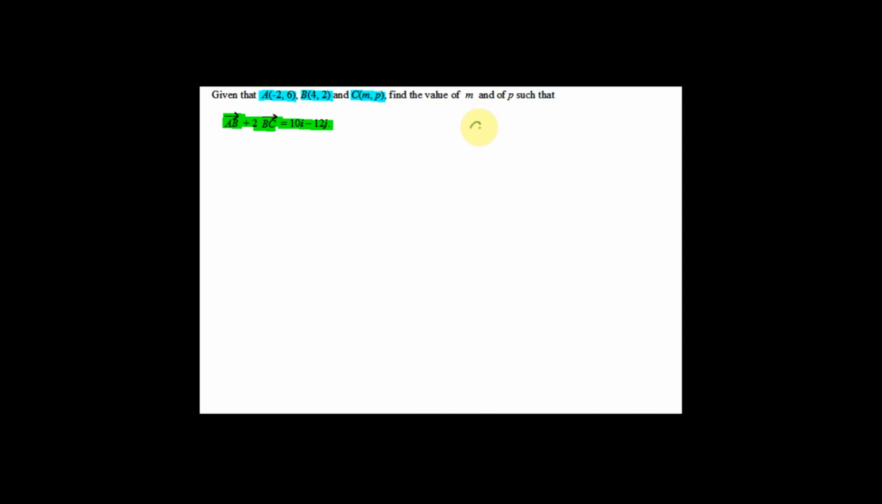Coordinate A will be vector OA. This equals minus 2i plus 6j. Coordinate B will be the vector OB, always relative to O. This equals 4i plus 2j. And coordinate C will be OC. This equals Mi plus Pj. So to get this equation, first we have to find your AB.